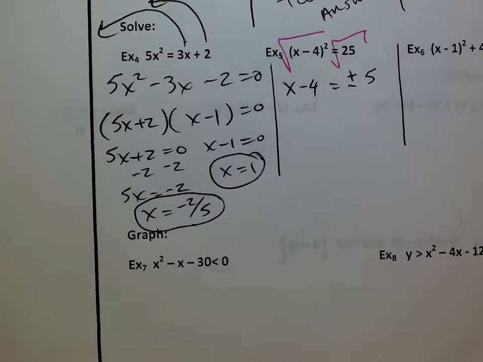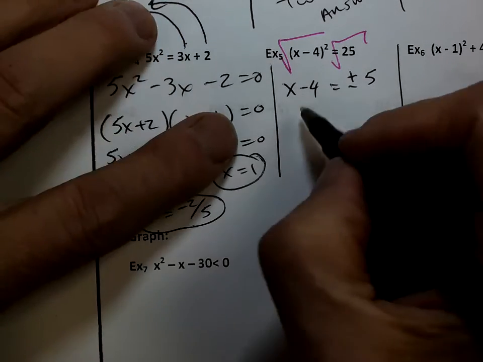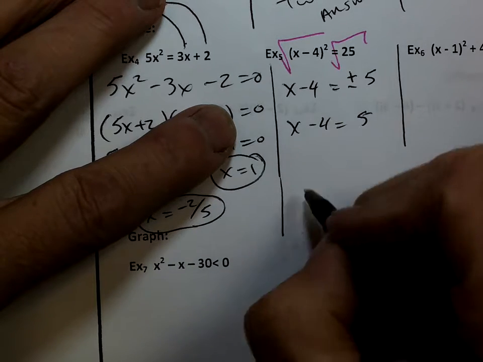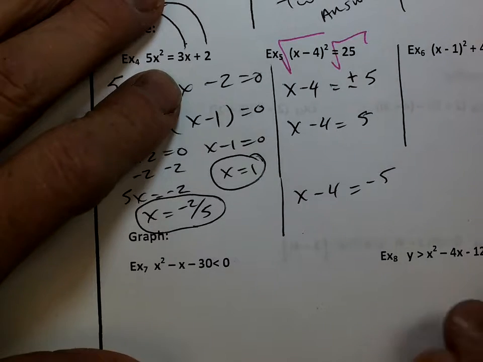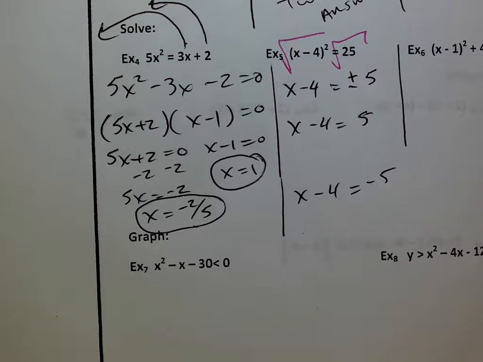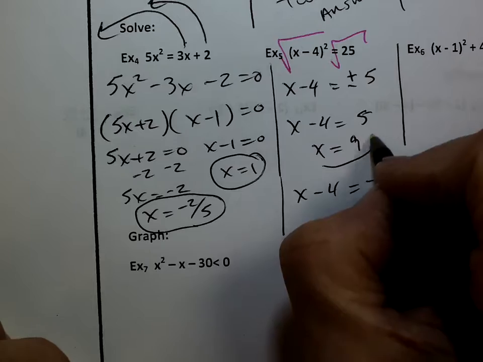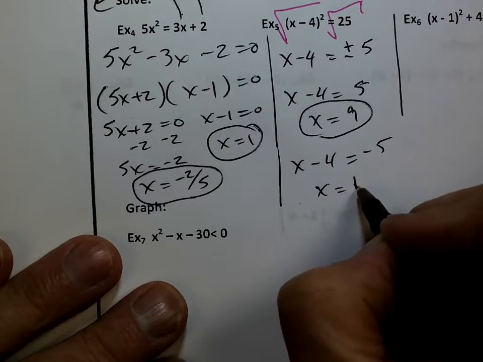So from here, all I'm going to do is set up my 2 mini equations. I'm going to have x minus 4 equals 5, and x minus 4 equals negative 5. So there's my 2 mini equations. They're equal to a 5 and then equal to a negative 5, right? And then just solve, it's easy. I'm going to go plus 4, one answer is 9. I'm going to go plus 4, plus 4. The other answer is negative 1. Okay.